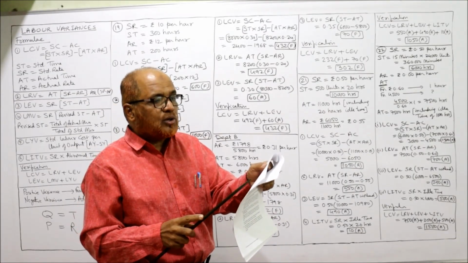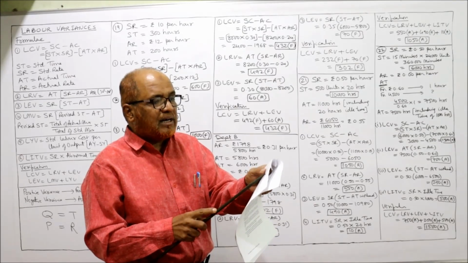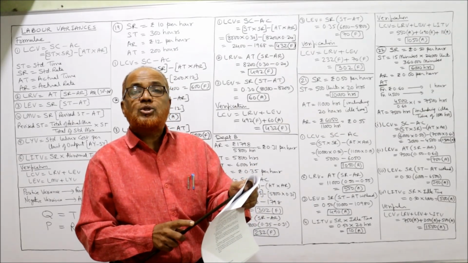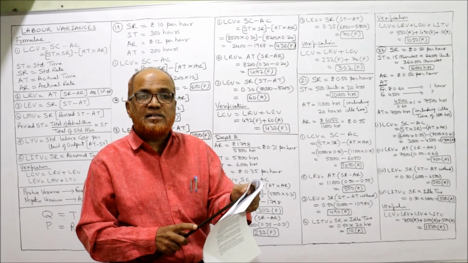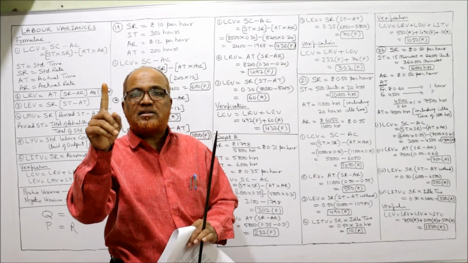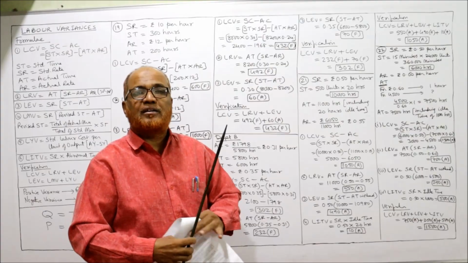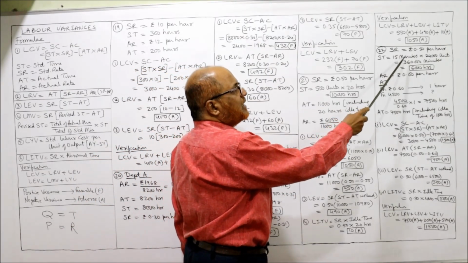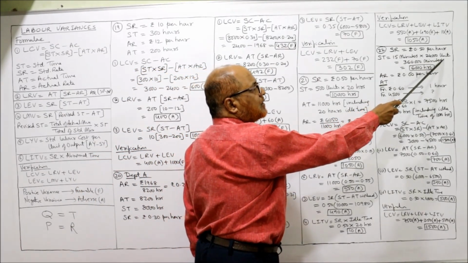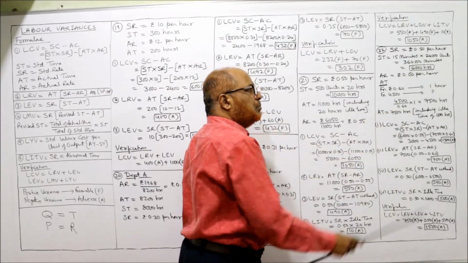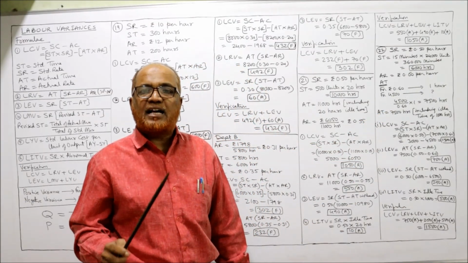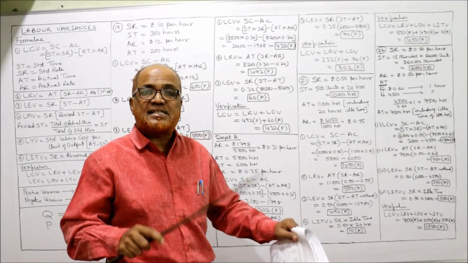How many units are produced? The actual wage bill for 24,000 units. So actually 24,000 units are produced. For 1 unit, standard time 15 minutes. So multiply 15 minutes into 24,000 units. You will get 3,60,000 minutes. 3,60,000 minutes is the standard time.